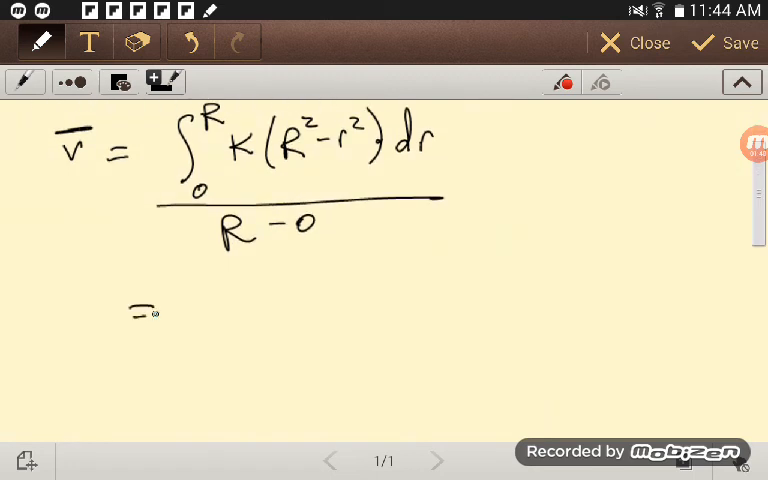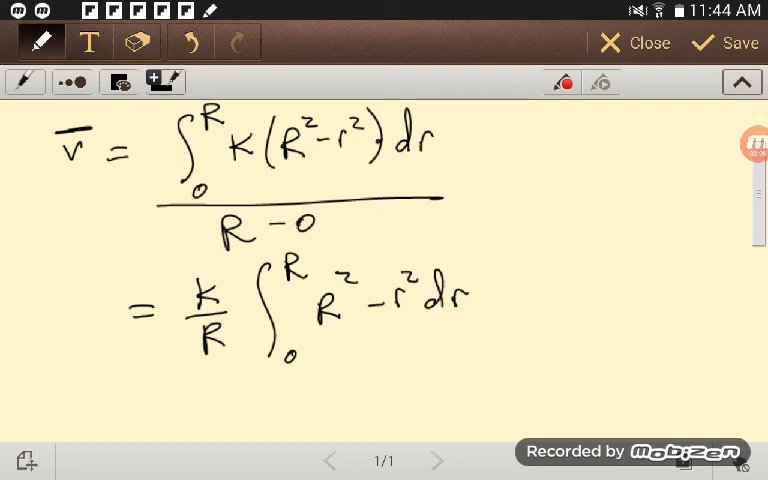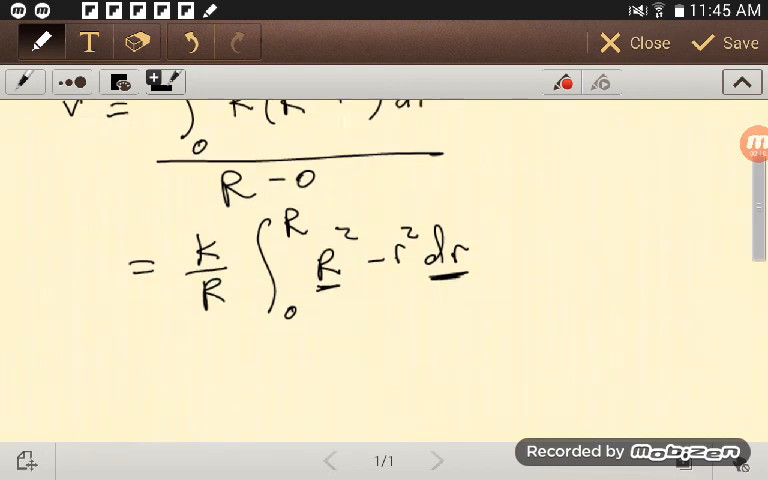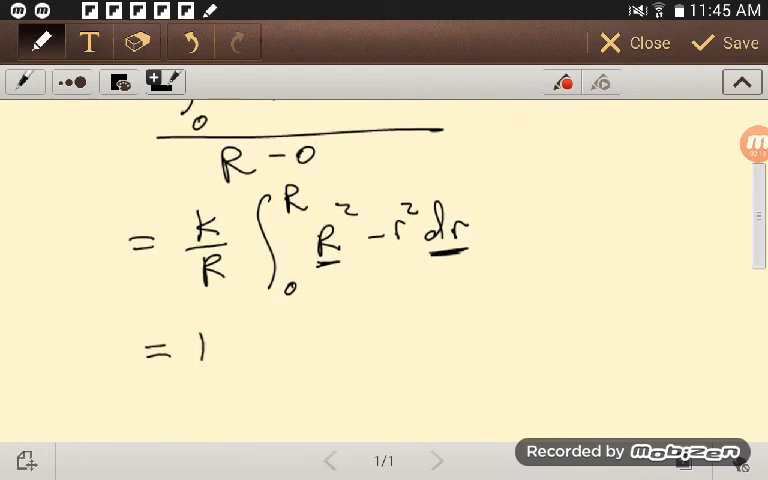Okay, so that's, I can factor out the k, so I get a k over uppercase R times the integral from 0 to R of R squared minus little r squared dr. Now, notice it's dr. That's a constant, uppercase R. So this is k over R, and we're ready for our fundamental theorem of calculus.